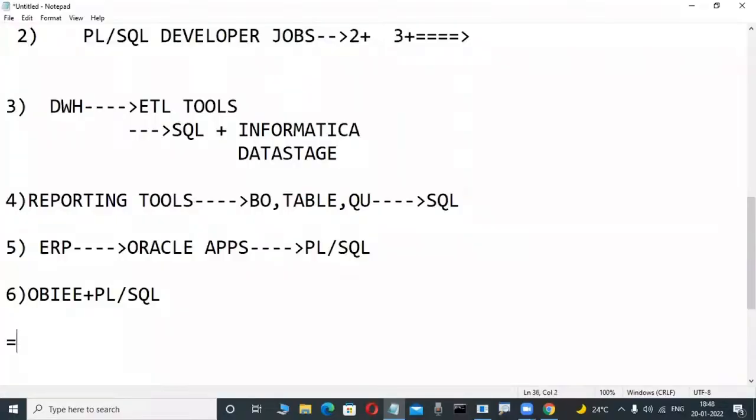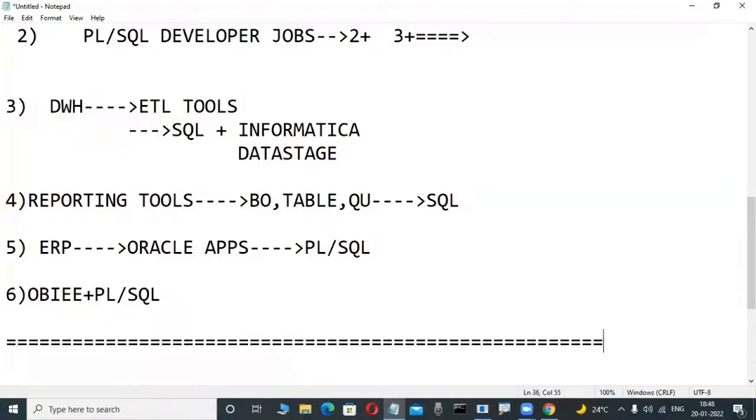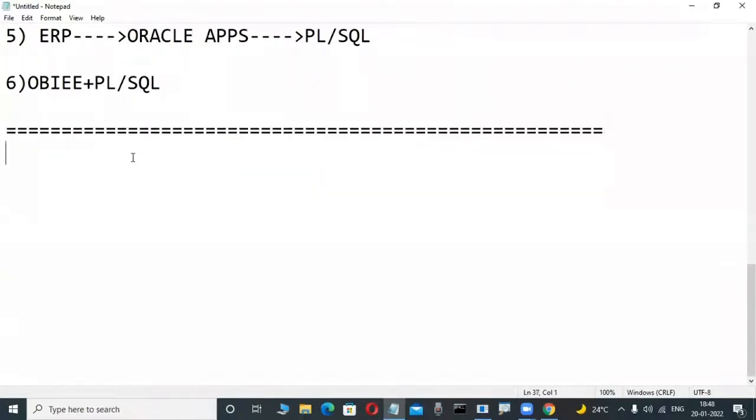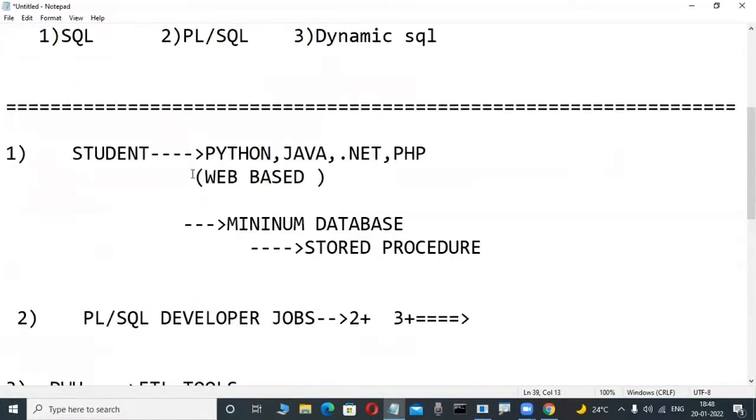Suppose you are not interested in the programming side. You want the administration side, you want jobs only. In that case, DBA courses are there: Oracle DBA, SQL Server DBA, MySQL DBA, database administration courses. These persons also need minimum knowledge before learning those courses. Minimum SQL knowledge is required. These persons also learn these types of courses.